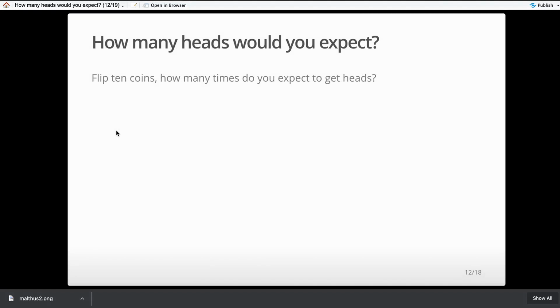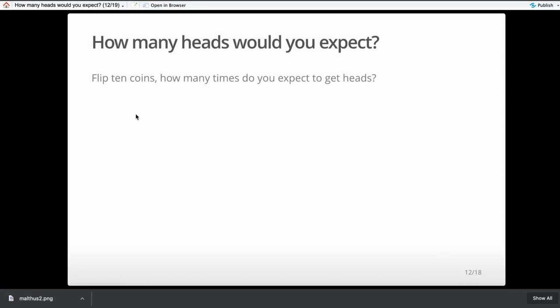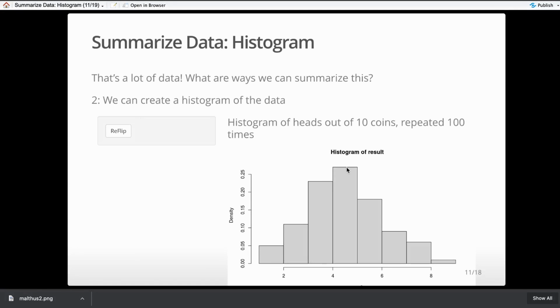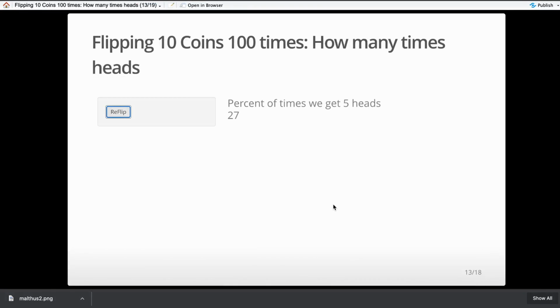Okay, how many heads would you expect? We flip 10 coins. How many times would you expect to get 5? So we can calculate, right? How many times do we get 5 heads? What's the percent of times that we get 5 heads? We could calculate the percent of times we get 5 heads out of 10 coins.